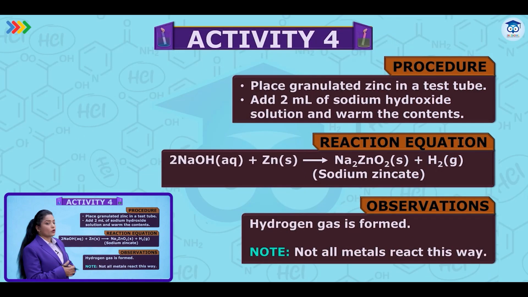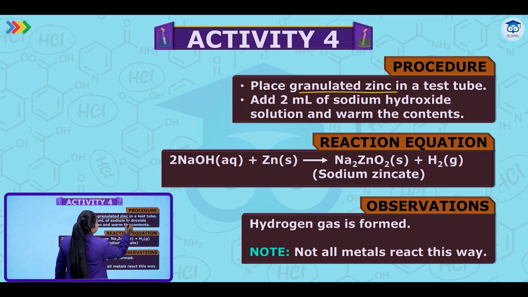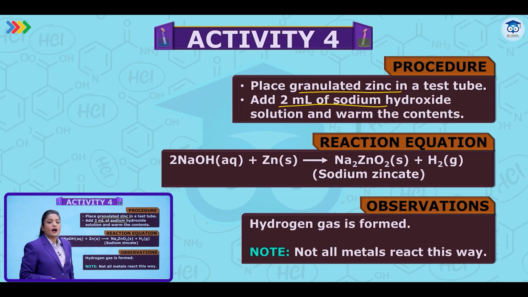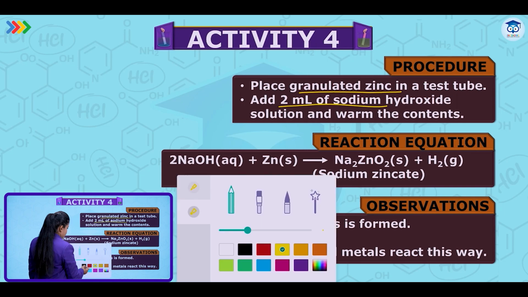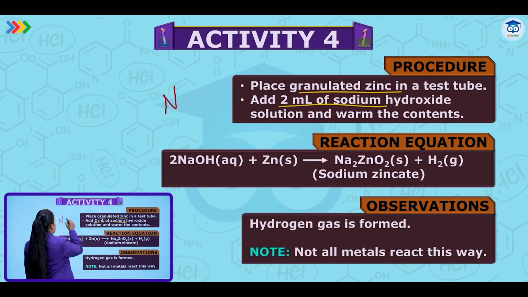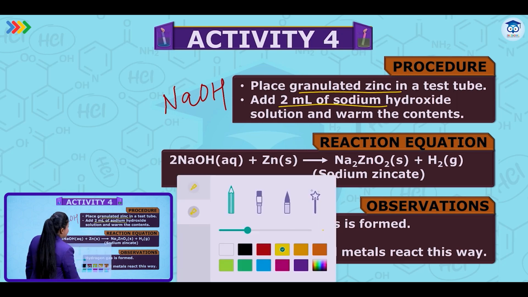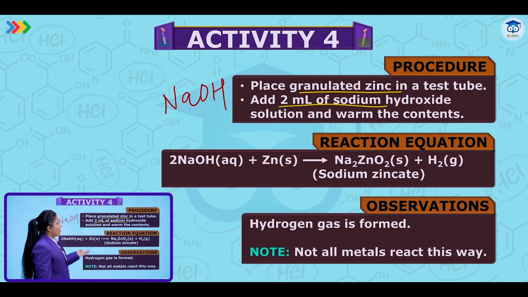Now moving to the fourth activity. Over here we can see we require granulated zinc in a test tube, and to it we are going to add 2 ml of sodium hydroxide, that is base NaOH. The next step will be to observe the reaction, what happens.